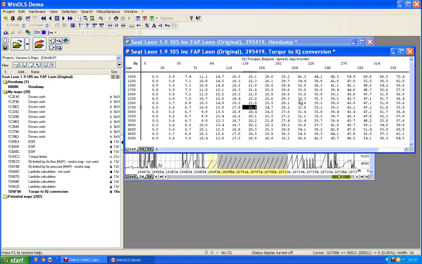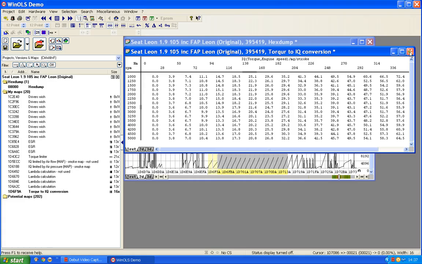Right, that's probably all you need to know. You just need to know that there will always be one of these in the EDC16 ECU files because they are based on torque rather than injection quantity, so there must be a conversion map somewhere in the file to allow for conversion.